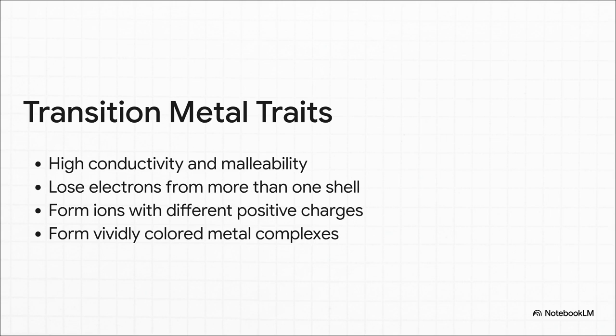See, most metals only lose electrons from their outermost shell, but transition metals, they can actually lose electrons from 2 different shells. This special ability lets them form ions with different charges. It's why you can have both iron 2 and iron 3. And it's also the secret behind the absolutely beautiful, vividly colored compounds they can form.